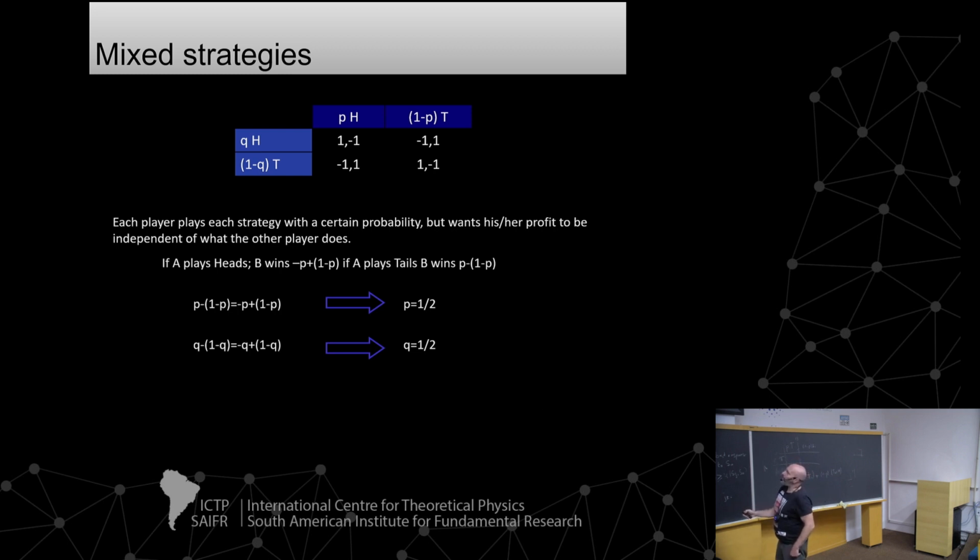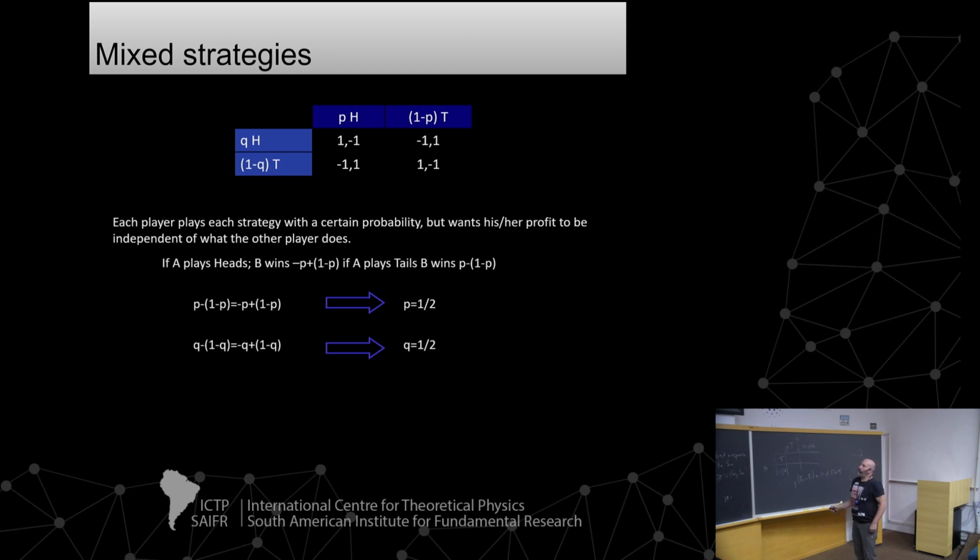So this is what I am saying here. If A plays heads, B wins minus P, because it's minus 1 here, plus 1 minus P, because here it is a 1. So the payoff of B if A plays heads is minus P plus 1 minus P. And if A plays tails, the payoff for B will be P, because there is a 1 here, and minus 1 minus P, because there is a minus 1 here.